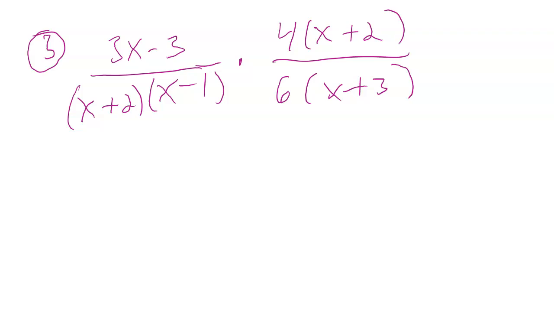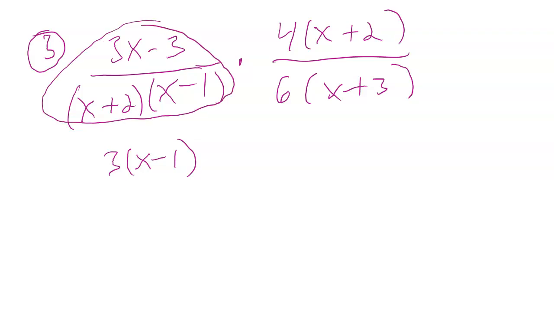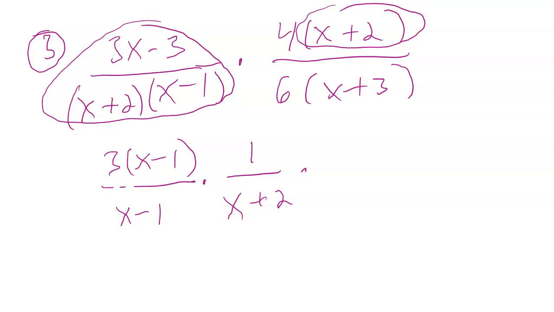Looks good to me. I'm going to continue factoring 3x minus 1. And I'm going to rewrite this fraction here as 3x minus 1 over x minus 1 times 1 over x plus 2 times, or if I want, I could take this x plus 2 and put over this x plus 2, and then I'll have 4 over 6.